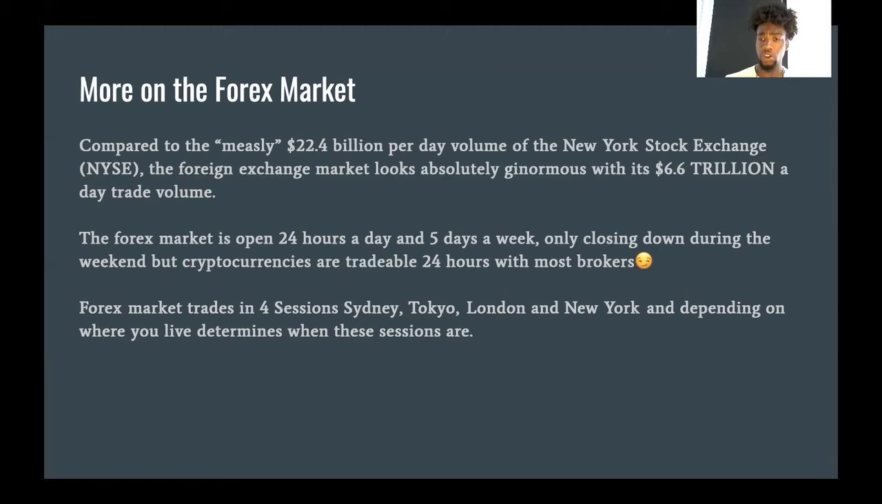So the Forex market operates in about 4 sessions. You have the Sydney, the Tokyo, the London, and New York, with the London and New York sessions being the most heavily traded sessions in the Forex market, right? And when these sessions occur depends on where you're located in the world. I actually have a chart later on in the presentation on session times, so that'll be useful.